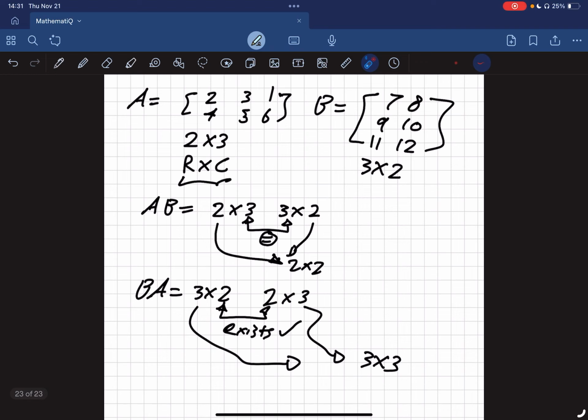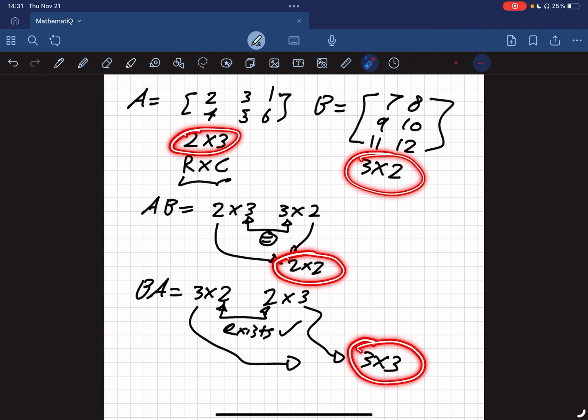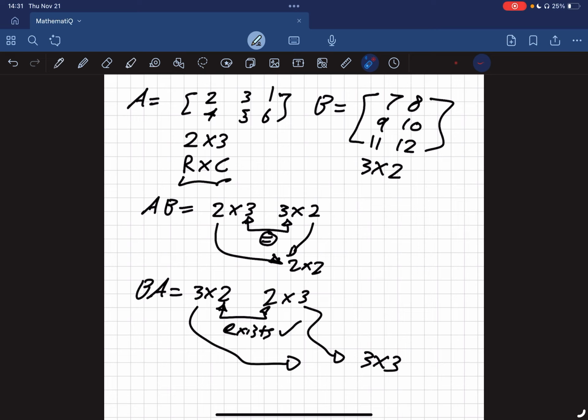So now, something to just look back and remember, A is a 2 by 3, B is a 3 by 2, AB is a 2 by 2, and BA is a 3 by 3. So none of these are the same, right? And this is an interesting find. And that shows us that AB is not equal to BA simply because they don't even have the same size. They're not even the same dimension, right?